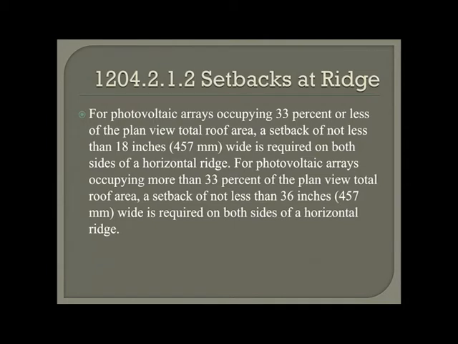Setbacks at the ridge come down to a percentage. If you're occupying 33% or less, you need a minimum of 18 inches on both sides of the ridge. If it's more than 33%, then you need to have 3 feet. So when you're laying that out, make sure you understand how much is going on the roof, a rough estimation calculation. Whether it's going to be 18 inches or 36 inches at the ridge for the full length of that roof that's accessible for us to walk on and maneuver around on in order to address whatever the problem is that's going on.